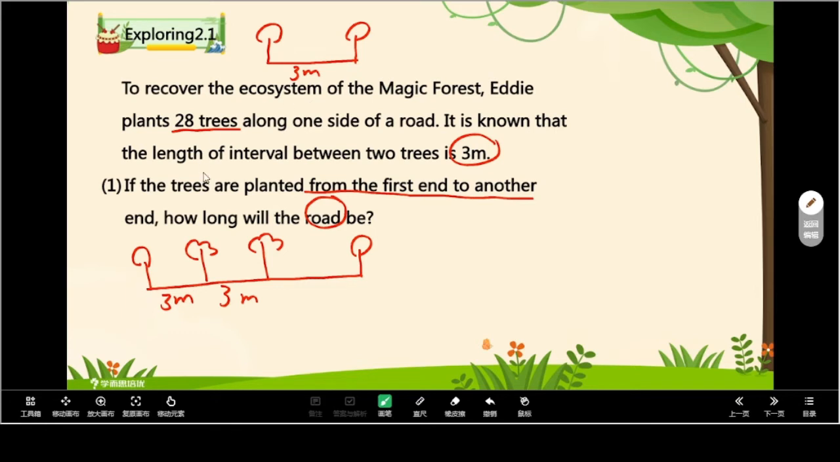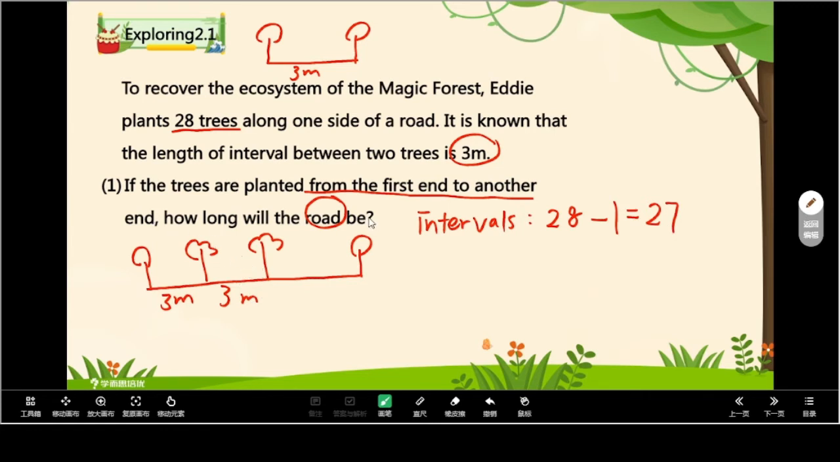Yes. Let's think about it. We know that it is the condition of planting trees on both ends. So the number of trees is larger or smaller than the number of intervals? Yes, it's larger. So we have 28 trees here. So how many intervals? We can use the number of trees minus 1 equals the number of intervals. We can know there are 27 3 meters, right?